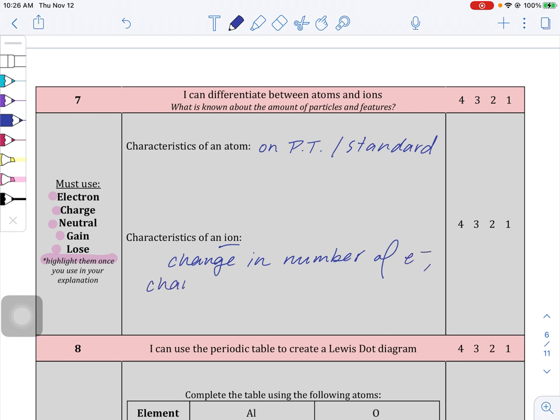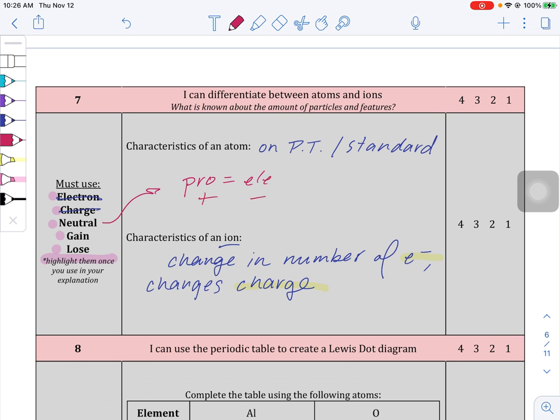which changes the charge, right? And so there's our first two words. Electron and charge. A typical atom standard on the periodic table is a neutral charge, meaning my protons equal my electrons, or positives equal negatives, and everything balances out.